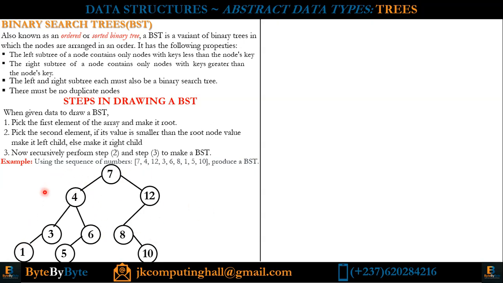line. So we can clearly see, what is the height of this particular tree? Height 0, height 1, height 2, height 3. So this tree is having a height of 3. And this is simply how we draw a binary search tree when given input.